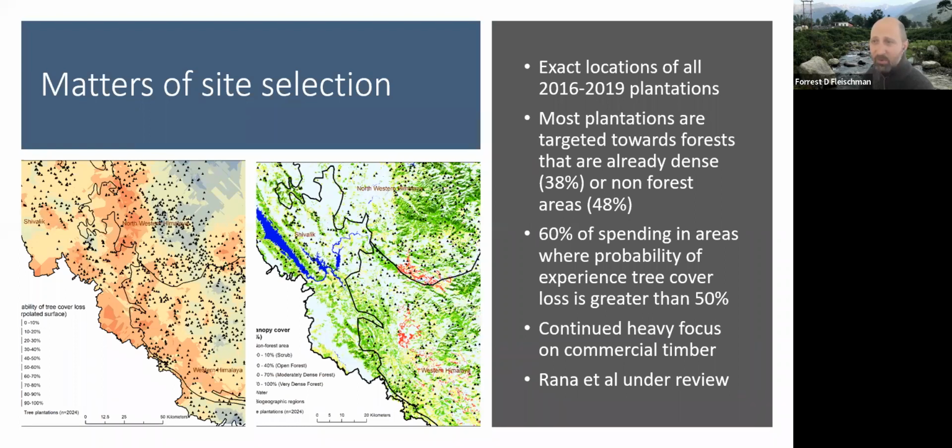We have a paper under review where we analyze where these plantations were being planted. And 38% of the plantations are in forests that already have dense forest cover. That's kind of interesting. Almost 40% of the plantations are going in sites where there's already dense forest cover. We could come up with two reasons why this might happen. The first reason might be a good reason. Maybe those dense forest cover sites are places like monoculture pine plantations, and they're going in there and planting other species and making them more diverse.